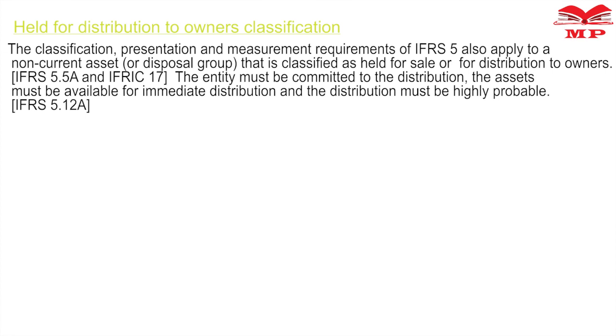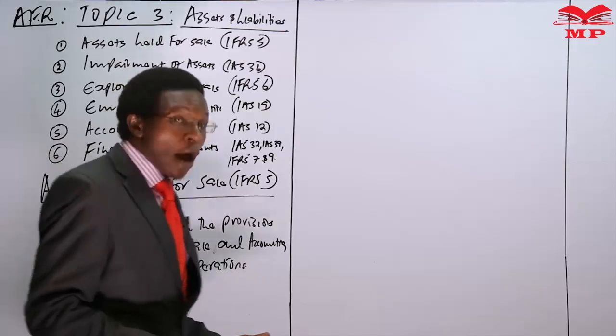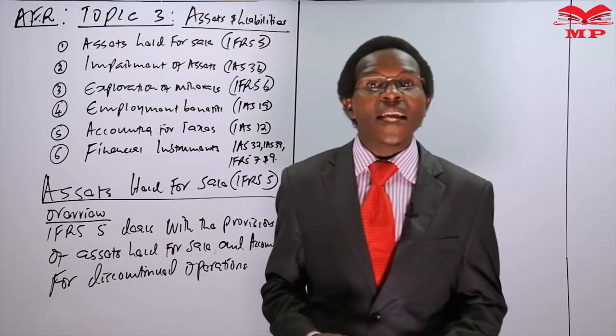Now, held for distribution to owners classification. In paragraph 5, subsection 12, it says this: the classification, presentation, and measurement requirements of IFRS 5 also apply to a non-current asset that is classified as held for sale or for distribution to owners. So paragraph 12 gives the provisions of how to measure the assets held for sale.